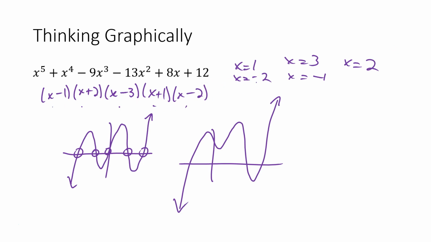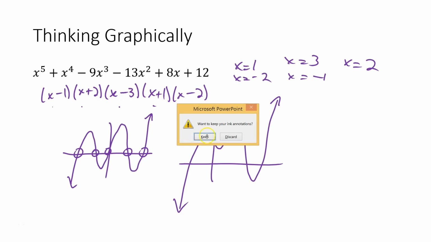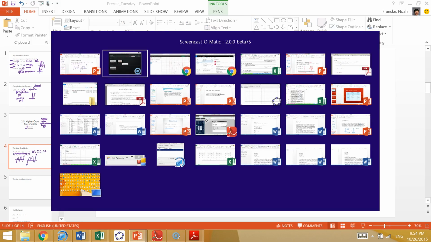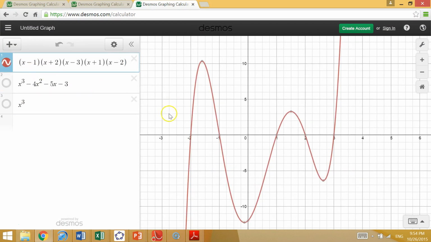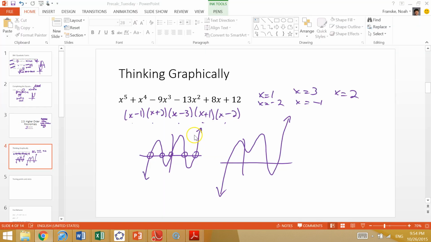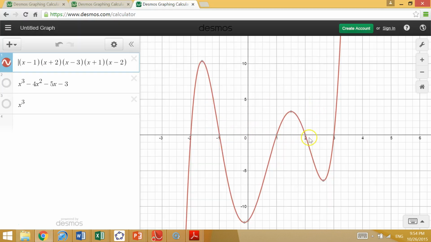And I actually have this set up on Desmos, so I can show you exactly what this looks like. So let's go over to Desmos, and here's that graph. I've got it in factored form right here, and we see it goes through at -2. I think it was -2, -1, 1, 2, and 3, and those are our zeros right there. And we notice it turns once, twice, 3, only 4 times. If it turned a 5th time, it would go through the axis again, and that would be too many roots.